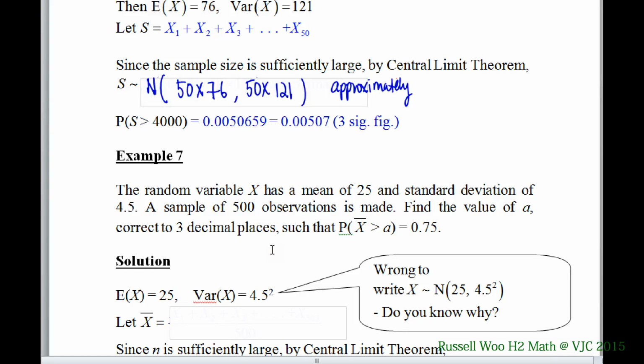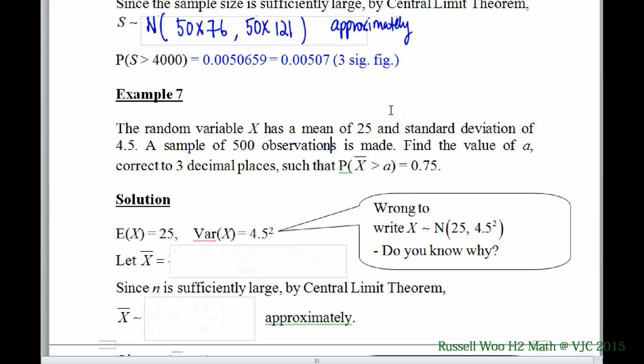Okay, example seven. Time and again, same thing. X has a mean of 25, standard deviation of 4.5. Again, you cannot say it's normal. Nowhere is it said that X is normal. They only give you mean and variance.